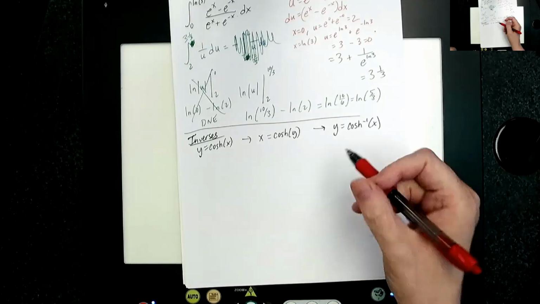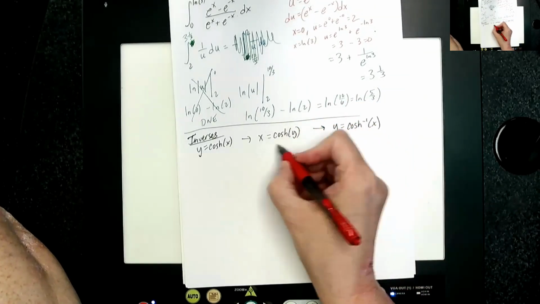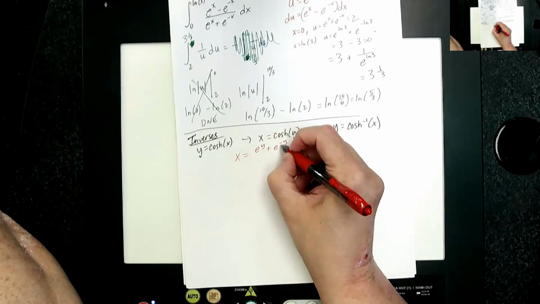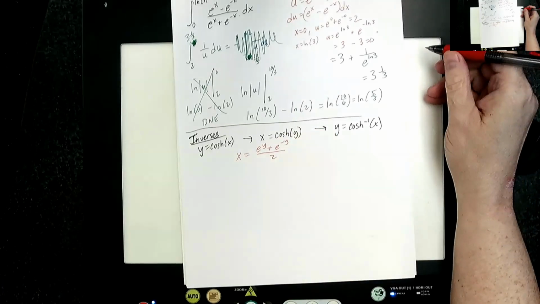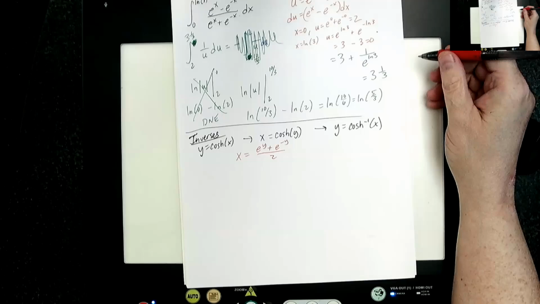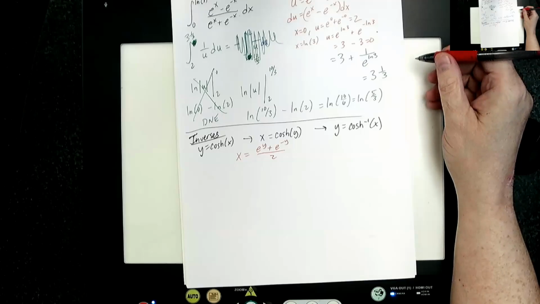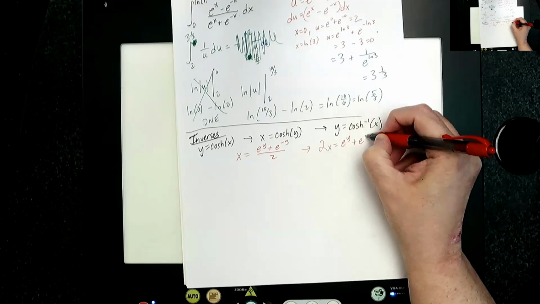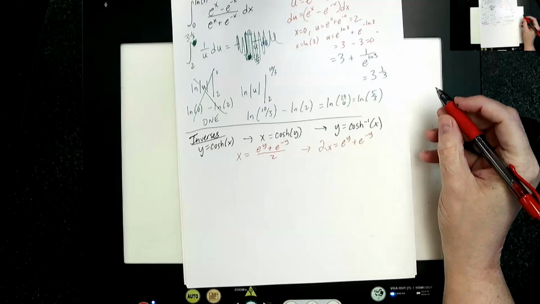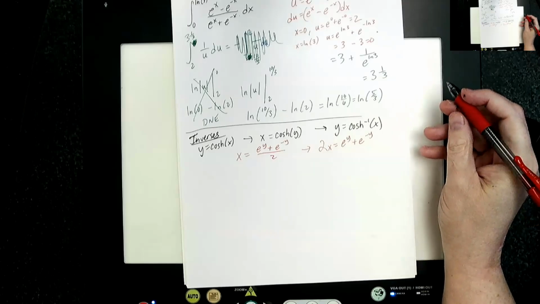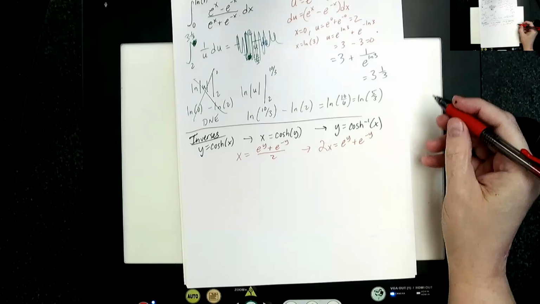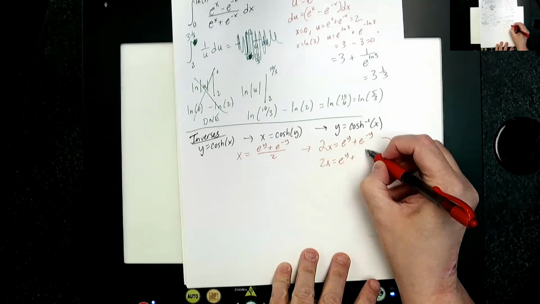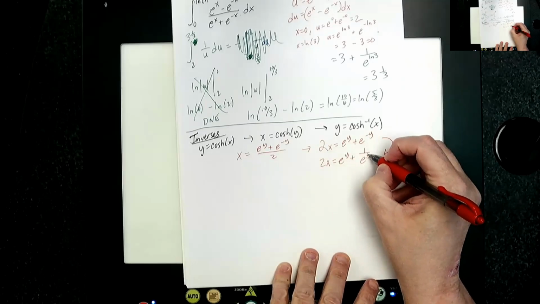But I'm going to play with this one. Let's work with this one. x equals cosh y, that's x equals e to the y plus e to the negative y over 2. And if we clear fractions, we've got 2x equals e to the y plus e to the negative y. And we already saw leaving it as a negative kind of messed us up last time. So maybe let's rewrite it without the negative exponent.